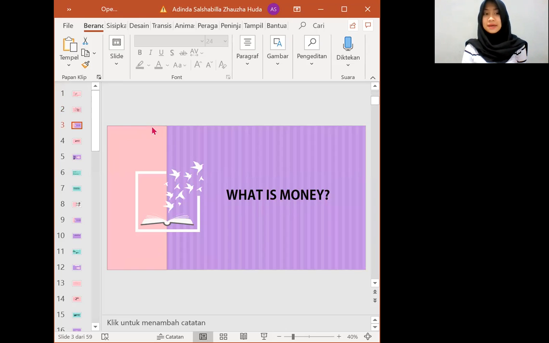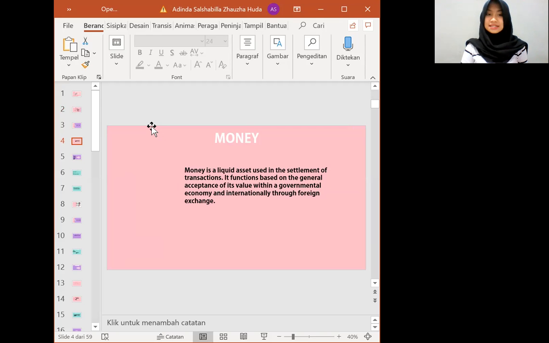Do you know what is money? Money is a liquid asset used in the settlement of transaction. Its function is based on the general acceptance of its value within the governmental economy and internationally through foreign exchange. Actually, money is any item or verifiable record generally accepted as payment for goods, services, and payment of debts, such as taxes in a particular country or socio-economic context. The main functions of money are distinguished as medium of exchange, unit of account, store of value, and sometimes a standard of deferred payment.